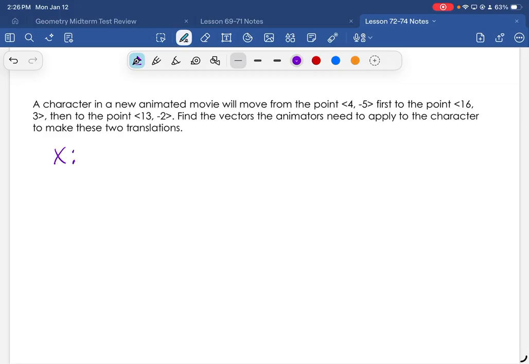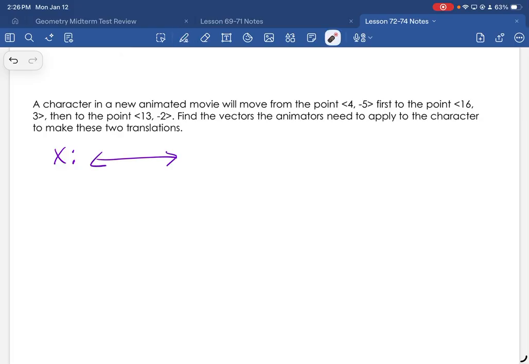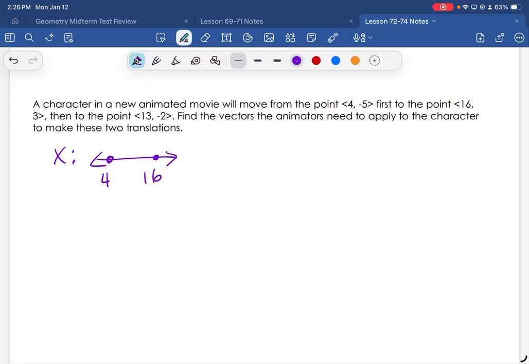Remember, x is a horizontal line. We're going from 4 to 16 first. Do you see that? So we're going to mark that. 4 to 16 moves to the right. How many units? 4 to 16 is how many units? 12. Yes, plus 12 because we went to the right 12.